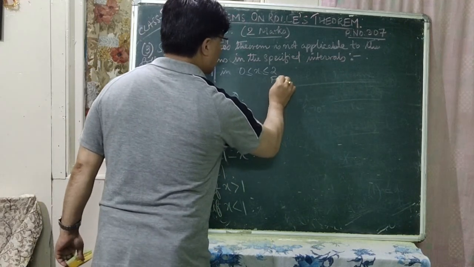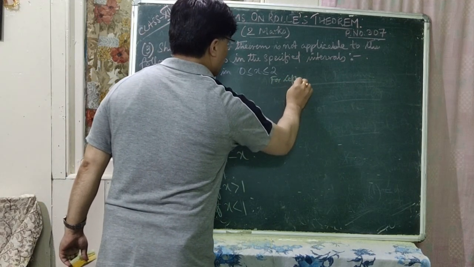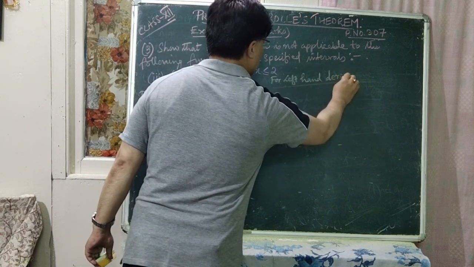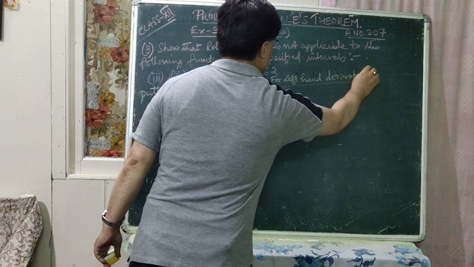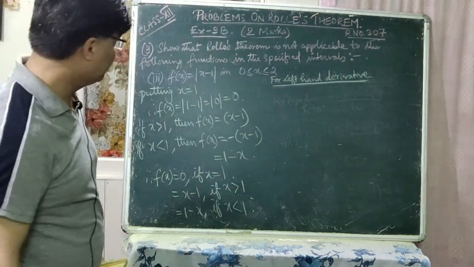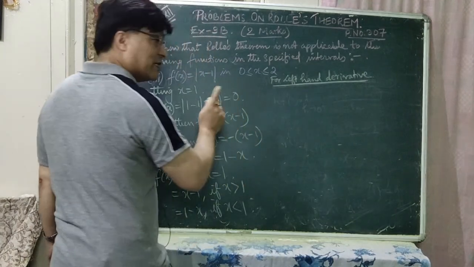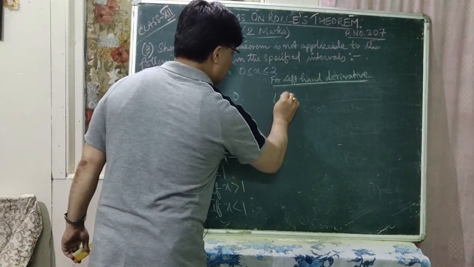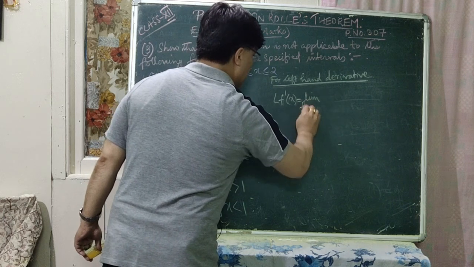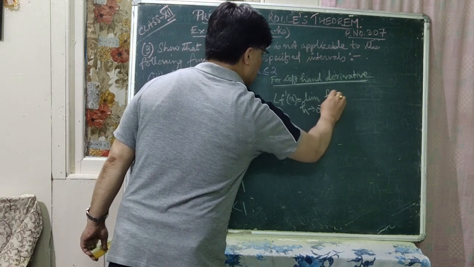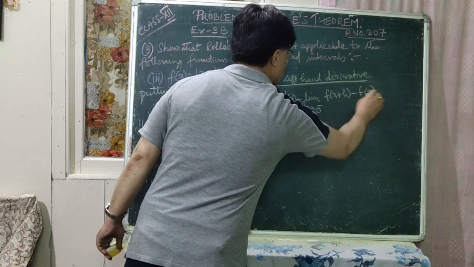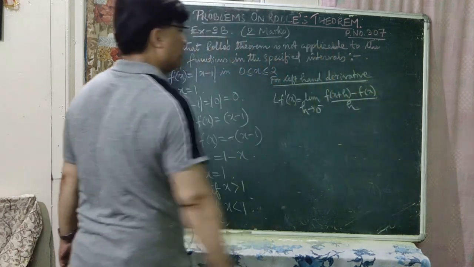So for left hand derivative, right? What is the definition of left hand derivative? Capital L f dash of x is equal to limit h tends to 0 minus, f of x plus h minus f of x, this whole divided by h.